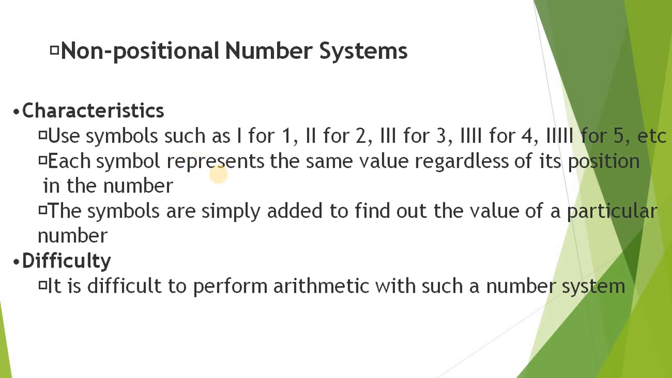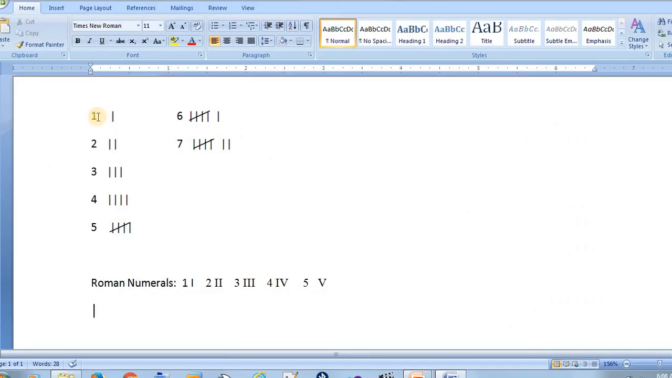and we go on adding these symbols, and they don't have any specific value. The symbols are simply added to find out the value of a particular number. So let us take the example of a Roman number so that you can understand how the non-positional number system works. Now as you can see here, these all are the digits of the decimal number.